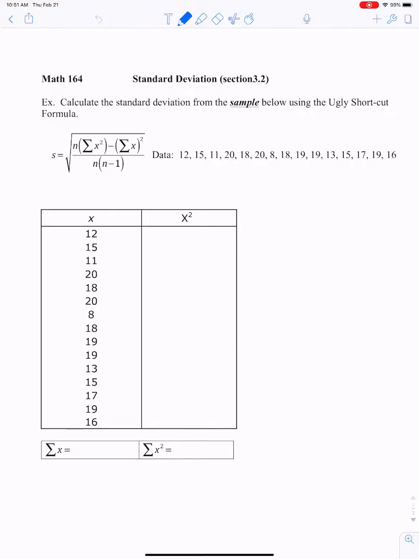Now here we have 15 observations, and so most of you did this yesterday and you added these numbers up. I just want to show you that the n represents the number of observations. So there were 1, 2, 3, 4, 5, 6, 7, 8, 9, 10, 11, 12, 13, 14, 15 observations. So we have here that n is equal to 15.